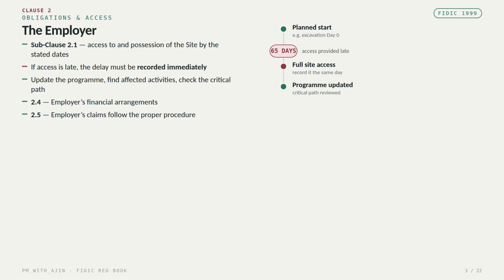Imagine a project where the contractor planned to start excavation on the 1st of January, but full site access is only provided 65 days later. Those 65 days should immediately be recorded. The planner should update the program, identify affected activities, review the critical path, and preserve contemporary records. Clause 2.4 deals with the employer's financial arrangements, and under subclause 2.5, when the employer makes a claim, the proper contractual procedure must be followed.